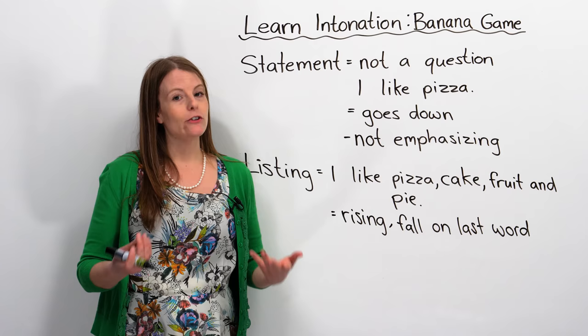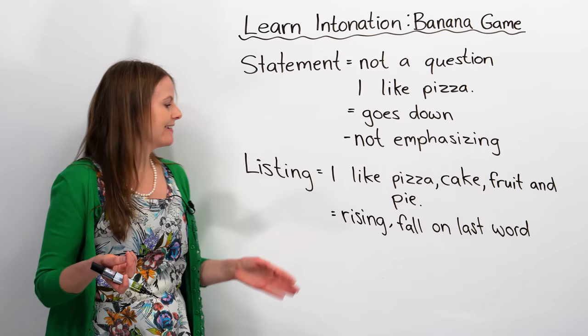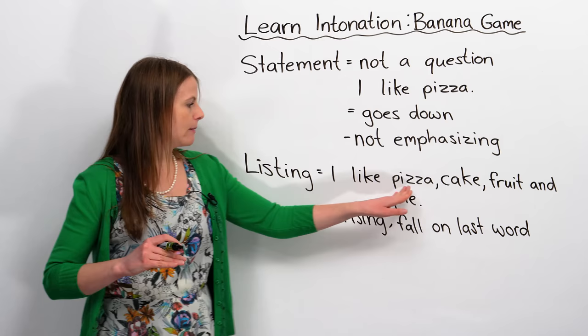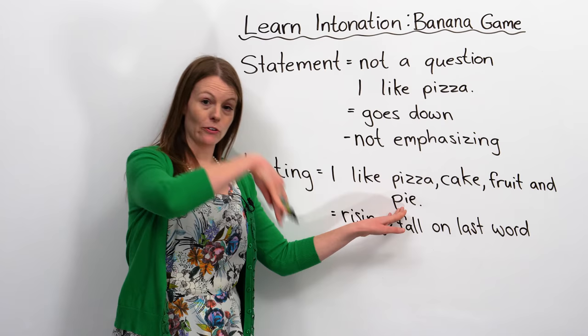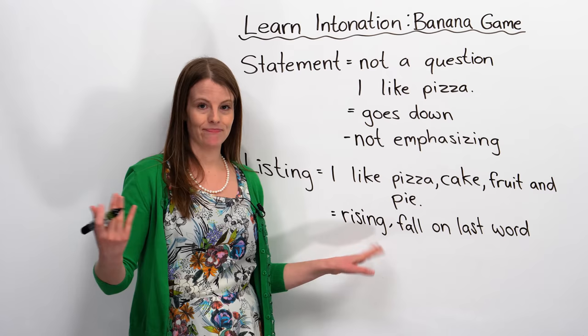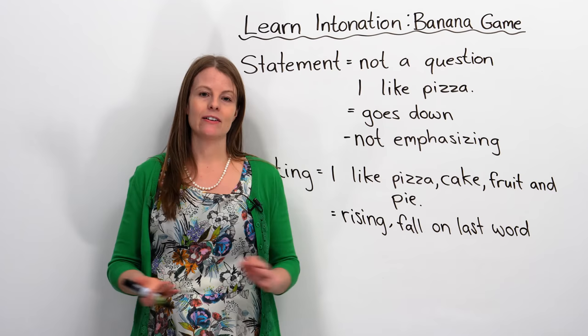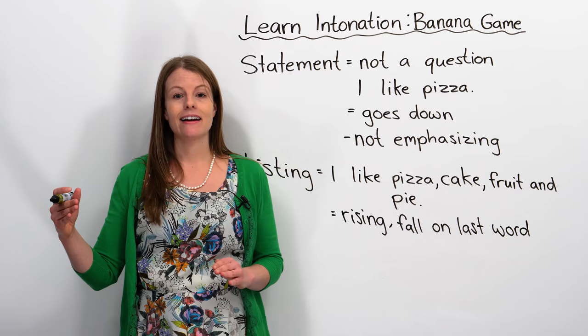So intonation here is a little bit more tricky. And the reason is you have intonation going up for each item. So on pizza, it'd go up, for cake, up, for fruit, up, and on pie, it goes down. So think up, up, up, down. The last thing is down when you're listing. So if I was using banana in this case, I'd say banana, banana, banana, banana.